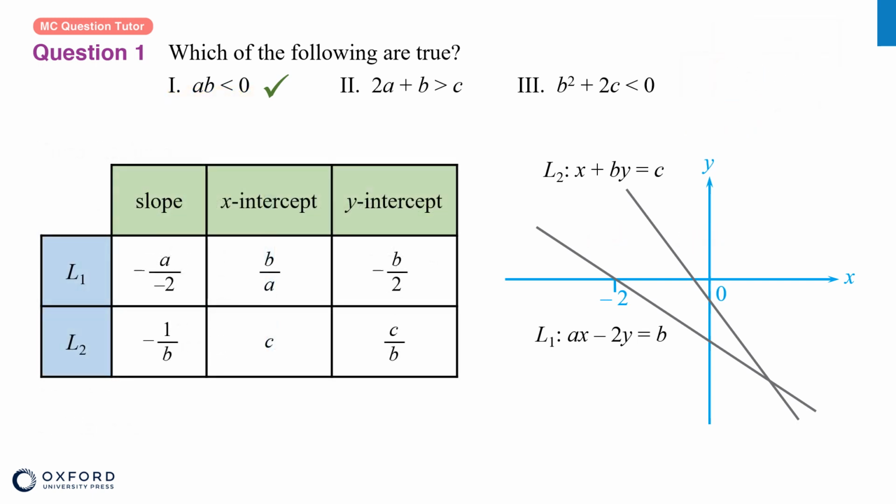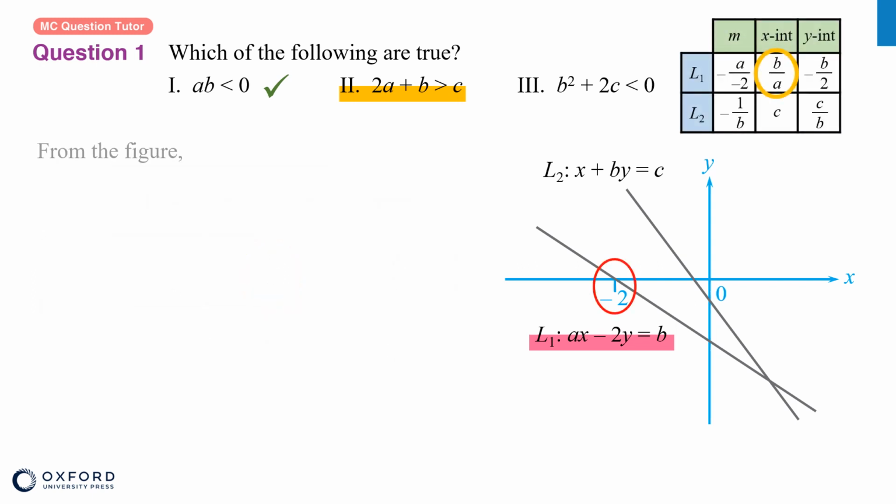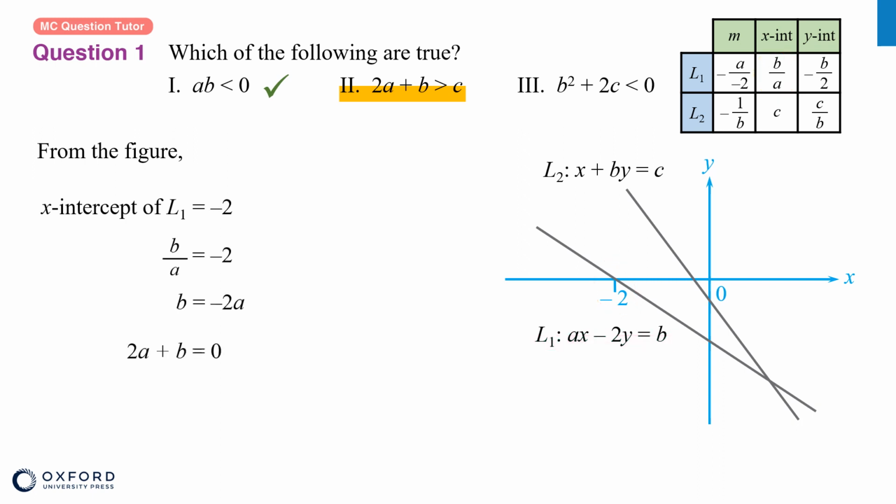Next, inequality 2. Is it true that 2a plus b is greater than c? Look at the table. How can we find the range of 2a plus b? Let's try considering the x-intercept of L1, which involves a and b. From the graph, it's equal to -2. Then we have 2a plus b equals 0.